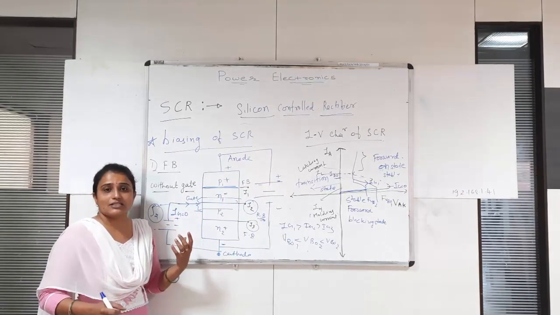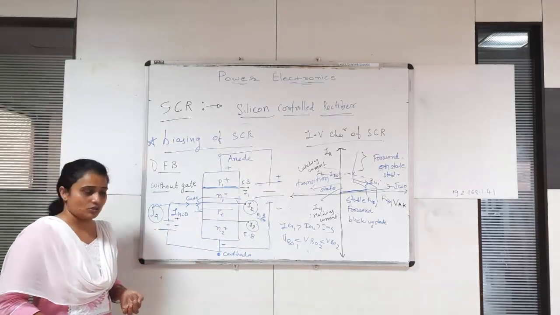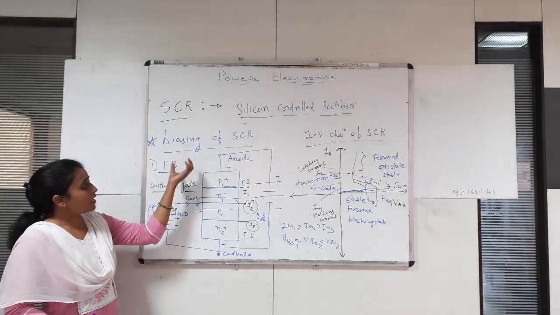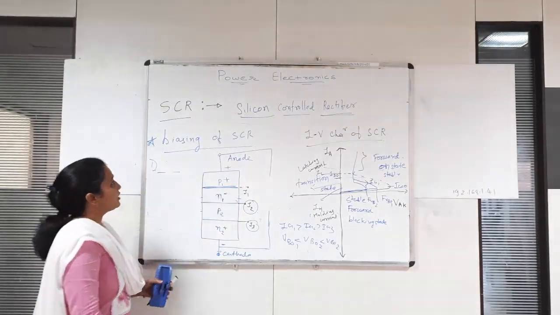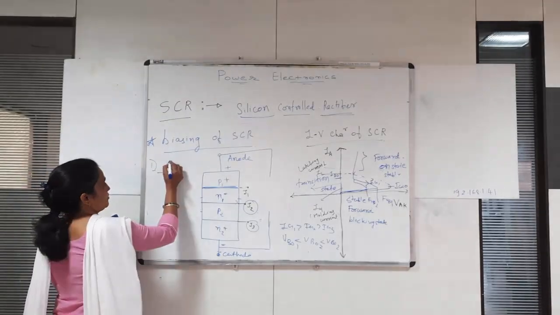Means to turn off the SCR, there are various methods used. Now we will see what happens when biasing is applied in the reverse. Okay, now the next biasing of the SCR is the reverse bias.